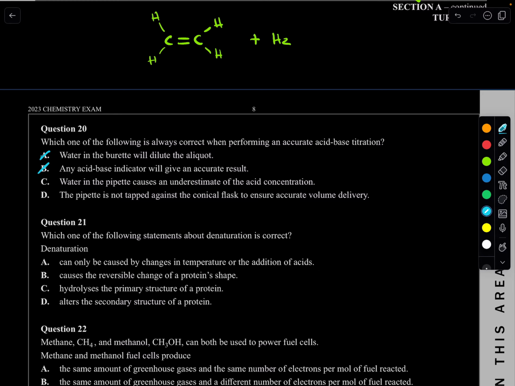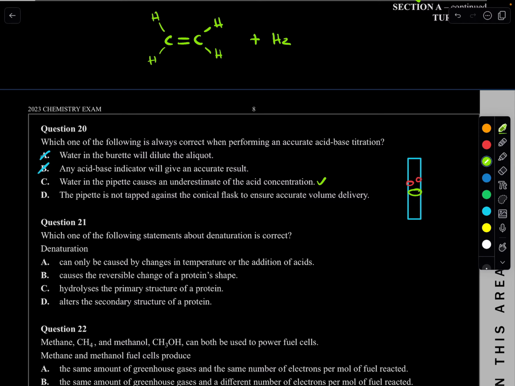Okay, so let's say we have a pipette here. Remember, your pipette has your alkali in it. So water in the pipette, if you have water molecules in it, causes an underestimation of the acid concentration. Absolutely it does, because your alkali is the mix of the acid itself and the indicator. If you have water in it, it's going to dilute the concentration, and hence the concentration is going to decrease. So that looks correct. I've got to put a tick on that.